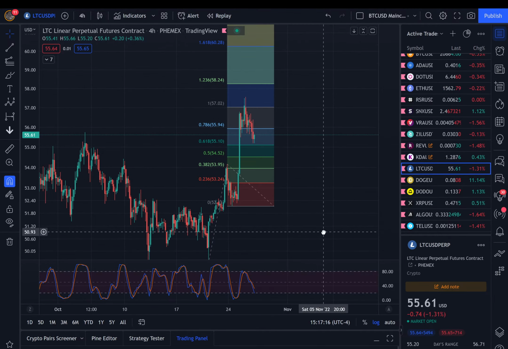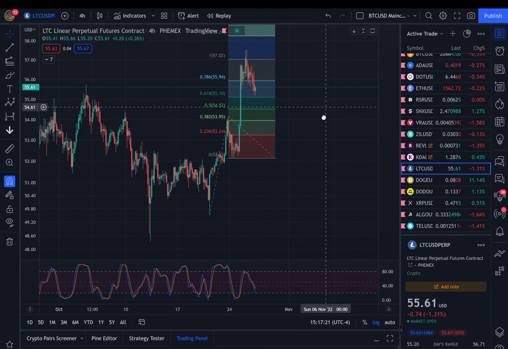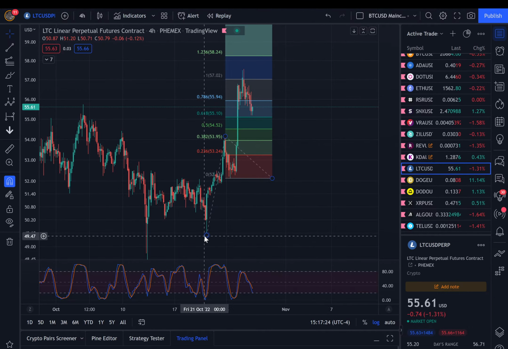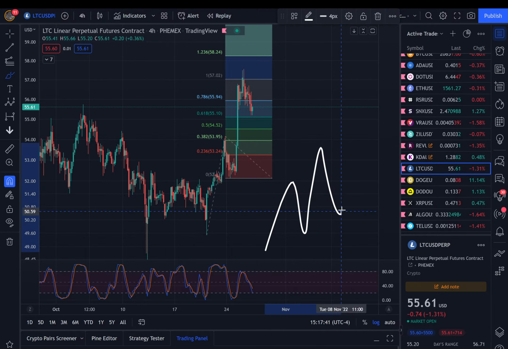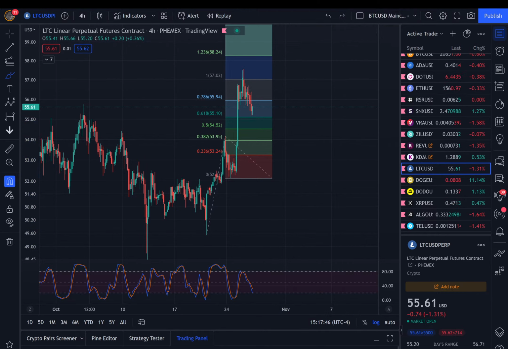You're respecting the 0618. I think Litecoin is in a leading diagonal, a type of leading diagonal, where wave 1 and wave 3 are about the same size, but no. I don't like that as a leading diagonal because it's too orthogonal. Leading diagonals tend to be a little more slanted. And typically in a leading diagonal, the wave 4 retracement is a little deeper.